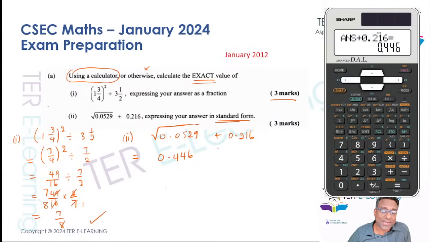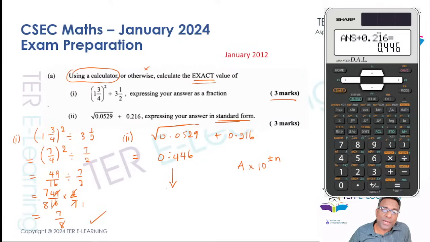If you put this as your answer, you're not going to get the full marks for this particular question. What we need to do is convert that to standard form. And just remember, when we're dealing with standard form, you have to write the number in this format here. It must look like this. That's the format we use when we have to write things in standard form.